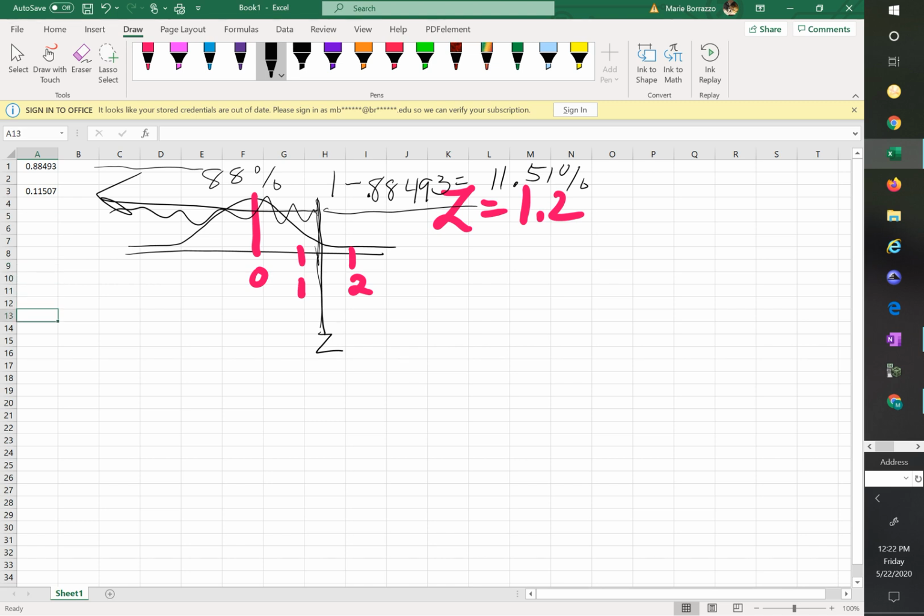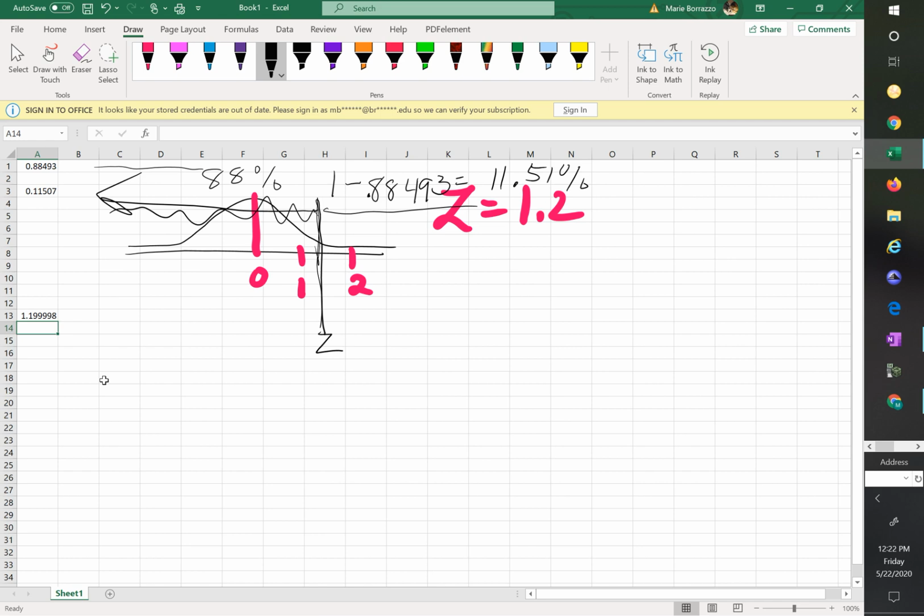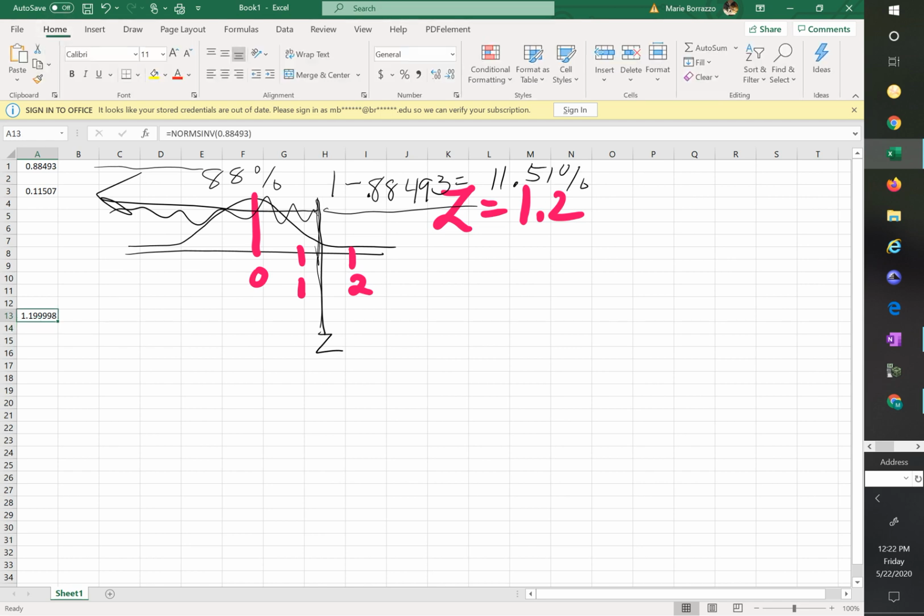So if they give you the percentage, you're going to use equals NORM.S.INV, which is the one right below it. So you see I'm using NORM.S.INV. I'm going to double click on that. So let's say the probability was again 0.88493. So I'm going to use the same number so you can see the correlation. See how the answer is 1.1999, which, if I simplify it, see how it turns to 1.2 immediately? And that is exactly what the z-score is. So that's the connection between them.